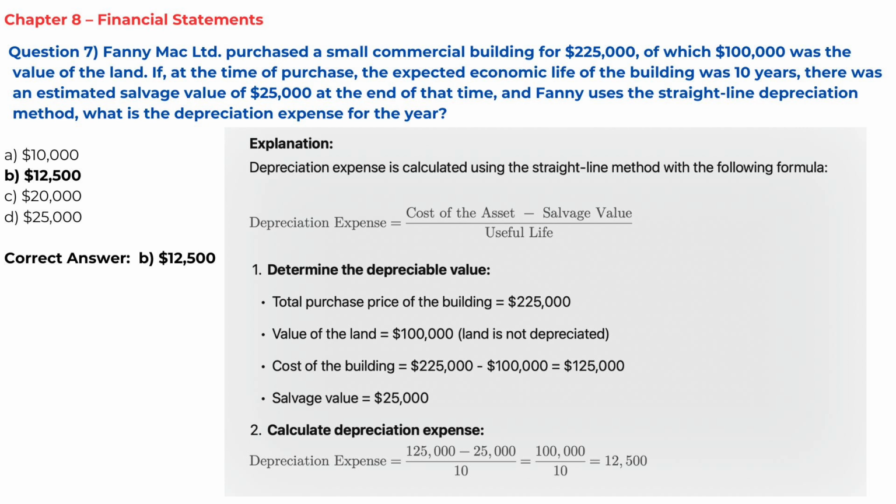Salvage value equals $25,000. Step 2. Let's calculate depreciation expense. Depreciation expense equals $125,000 minus $25,000 divided by 10, which is $100,000 divided by 10, which equals $12,500. So the correct answer is $12,500.